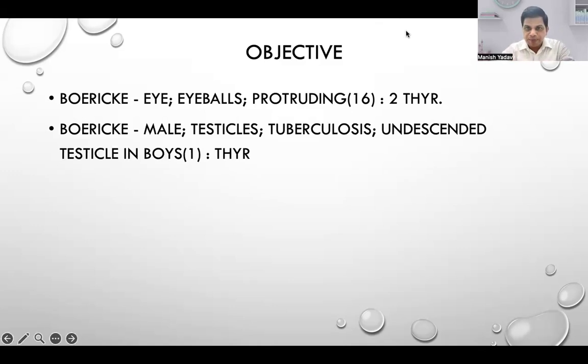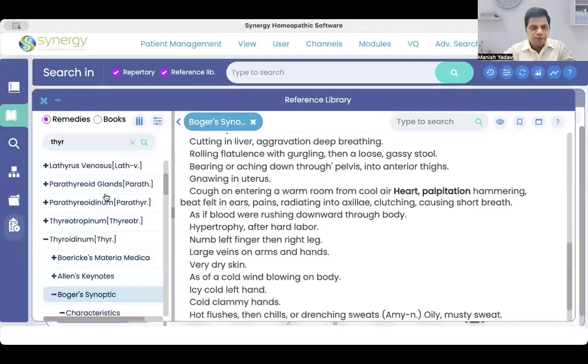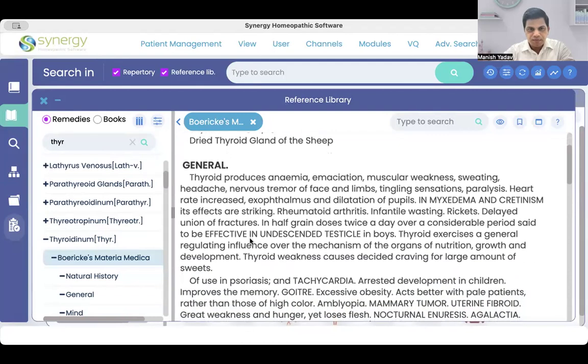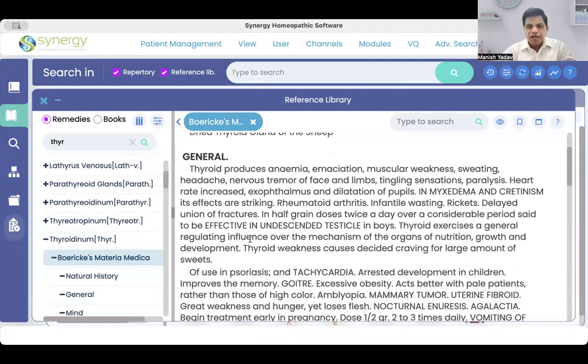I will show you something. Let us go to Boric first. I'll be doing this on and off. I'll be going to the repertory and Materia Medica part at the same time, just to show you exactly what I'm trying to show. So let's open Boric. Let's read Boric first. When you read a remedy, the first thing you should do is read the bolds and the italics. So when you see the bolds and the italics, mixed edema, cretinism, okay, understood. Here it comes.